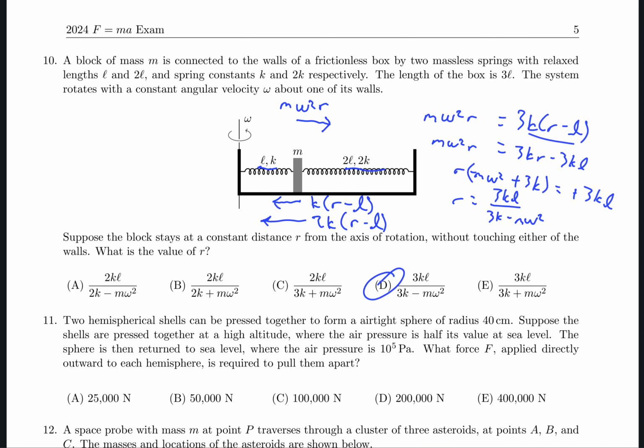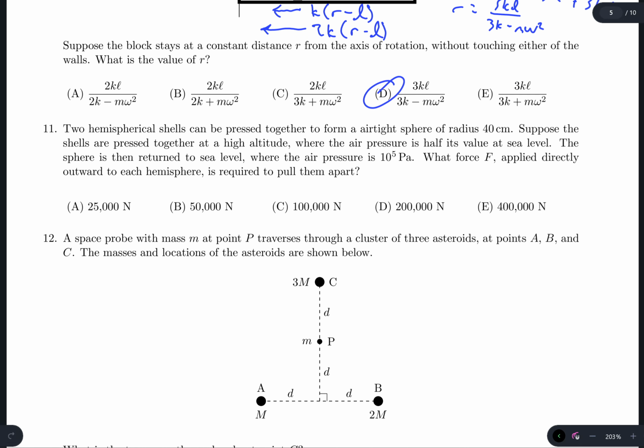And that's right here. And we've finished the first 10 problems. Let me just quickly check it. Yep, we got 10 out of 10. And that was fun.